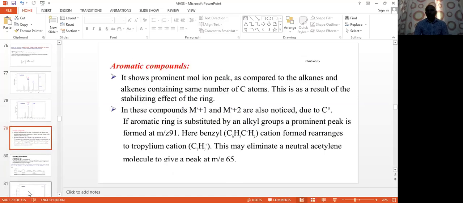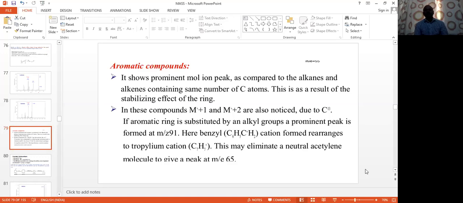Next, aromatic compounds. For example, if we take benzene, it is an aromatic compound and it is highly resonance stabilized. So you will have a very prominent molecular ion peak in this, and sometimes you may observe M+1 or M+2 peaks. That is because of the isotopes present, whether it is C13 or whatever it may be.